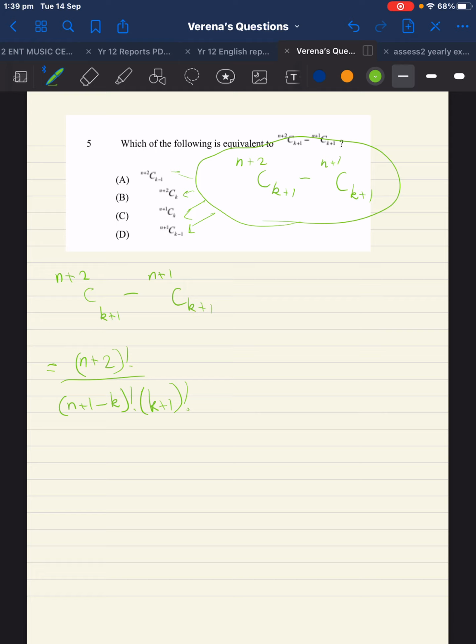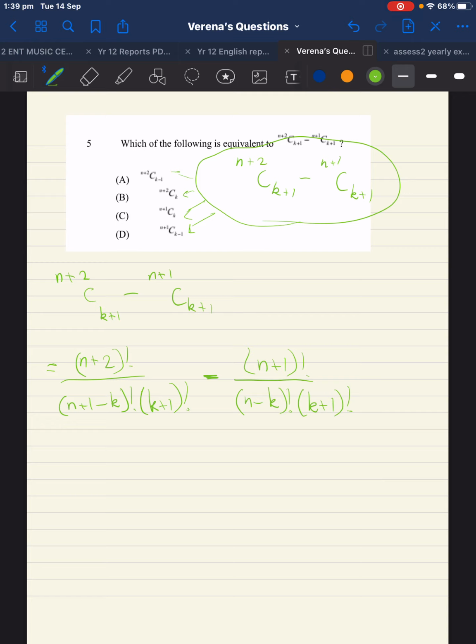If you have forgotten how to convert your combinations into factorial notation, you need to go back to the permutations and combinations topic, or combinatorics, whatever the textbook called it, and look back through that. But anyway, I'm just going to assume that you know how to do it at this point because we have already covered it. Okay, so convert it into factorial notation, you get this.